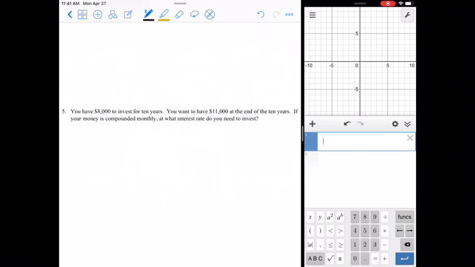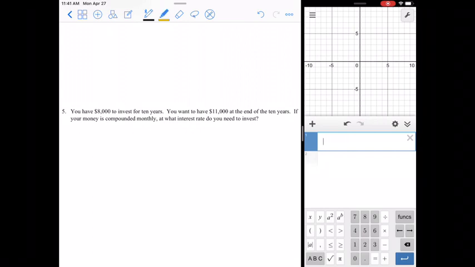So our last problem, number 5, is a little bit similar to our first problem. What we're looking at is we have $8,000 to invest for 10 years. You want to have $11,000 at the end of 10 years. If your money is compounded monthly, at what interest rate do you need to invest? So this is our first question where it's asking us to solve for an interest rate, or R.